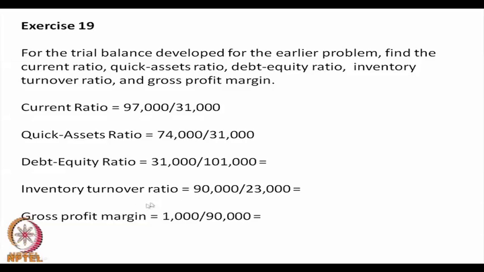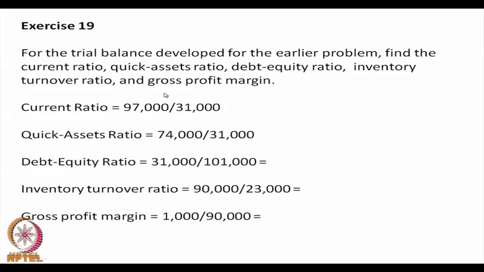Next is gross profit margin. This is gross profit divided by sales. Gross profit in the month of April. Remember that this is only a monthly gross profit that we are considering. This of course is monthly sales. This amount is not very good. It is 1 divided by 90. It is something like 1.2%, which is not very high.